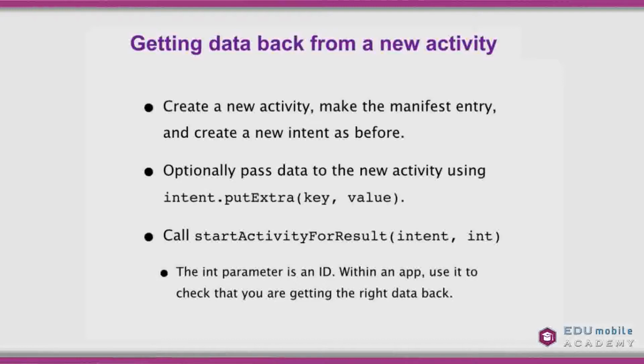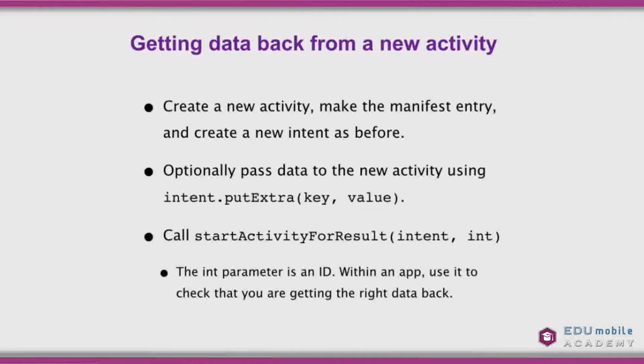So to get data back from a new activity, first of all, we need to create the new activity. We make the manifest entry. We create the new intent exactly as we did before. We can also pass data to the new activity using extras. So we can put extras into the new activity. Then the first difference is in the old activity, in the first activity, the intent is called by using startActivityForResult. And here we pass the intent and an integer.